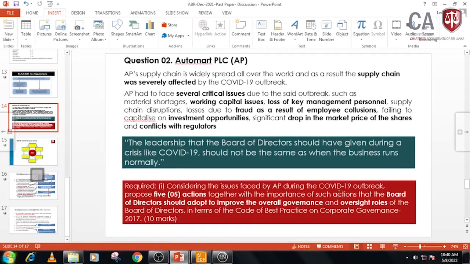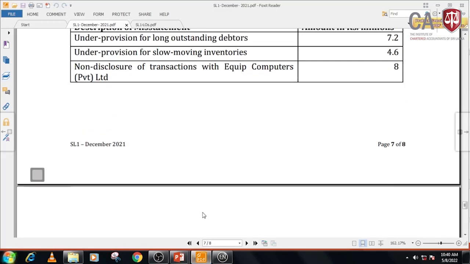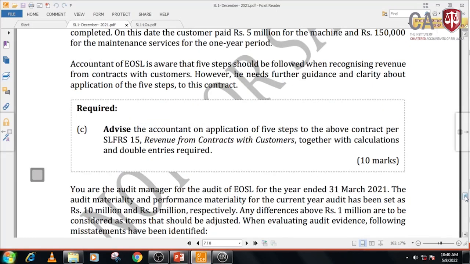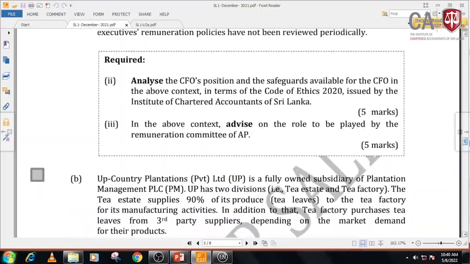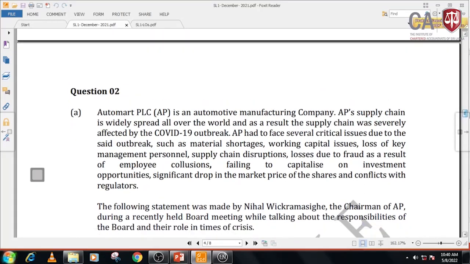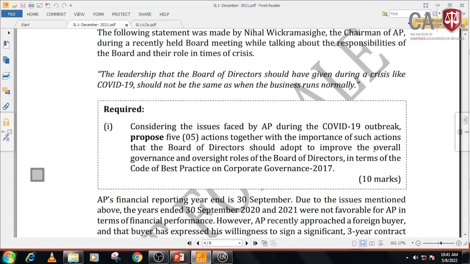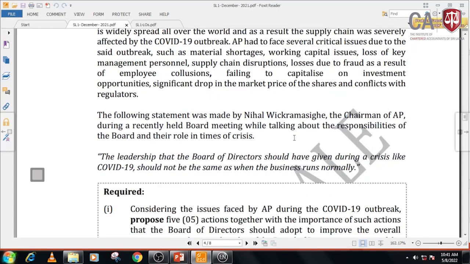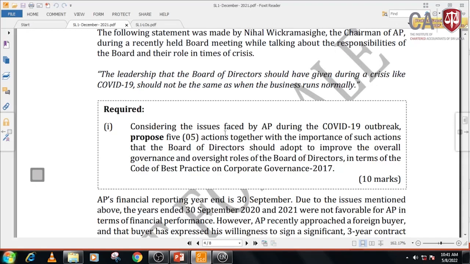This is question number 2, a complete question from corporate governance as well as ethics. Like I always say, let us go to the end. Here there are just 2 paragraphs, and then the examiner is asking: considering the issues faced by the company during the COVID-19 outbreak, propose 5 actions together with their importance to the board, that the board of directors should adopt to improve the overall governance oversight of the board in terms of the code of conduct.